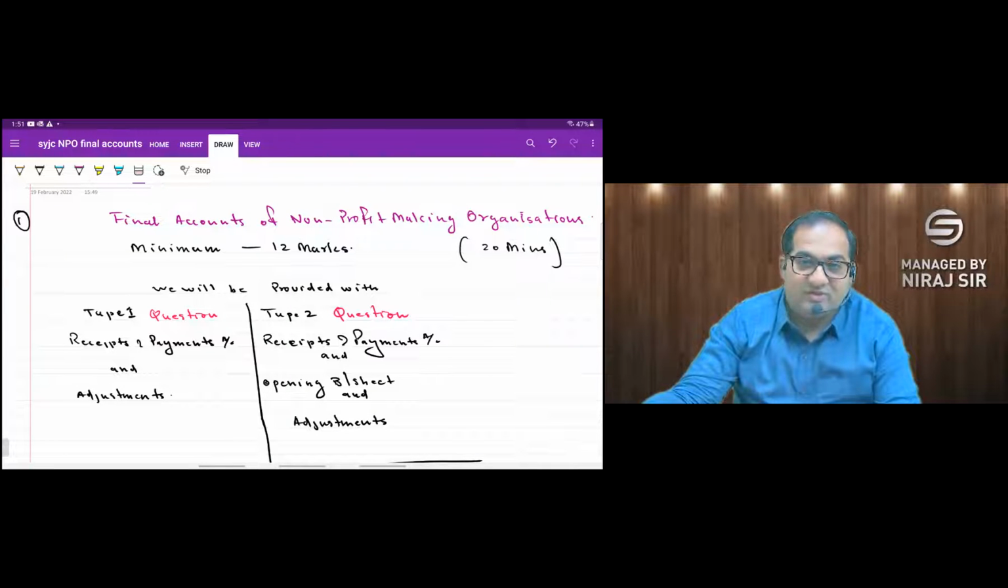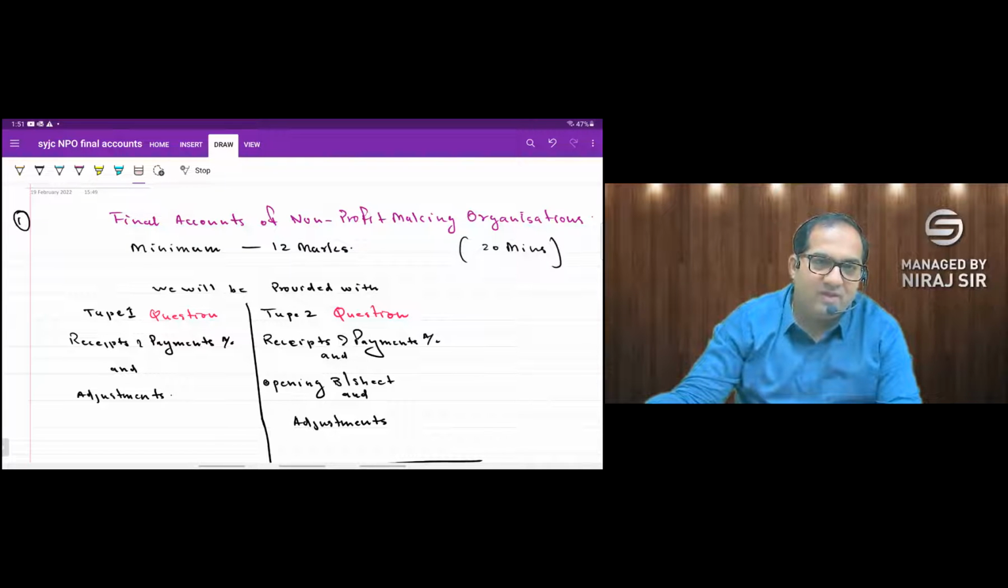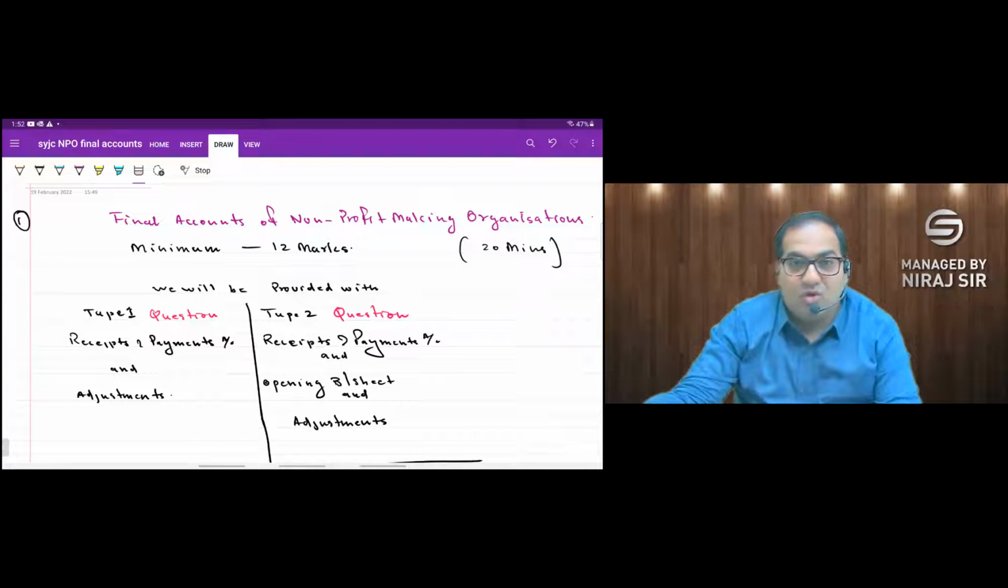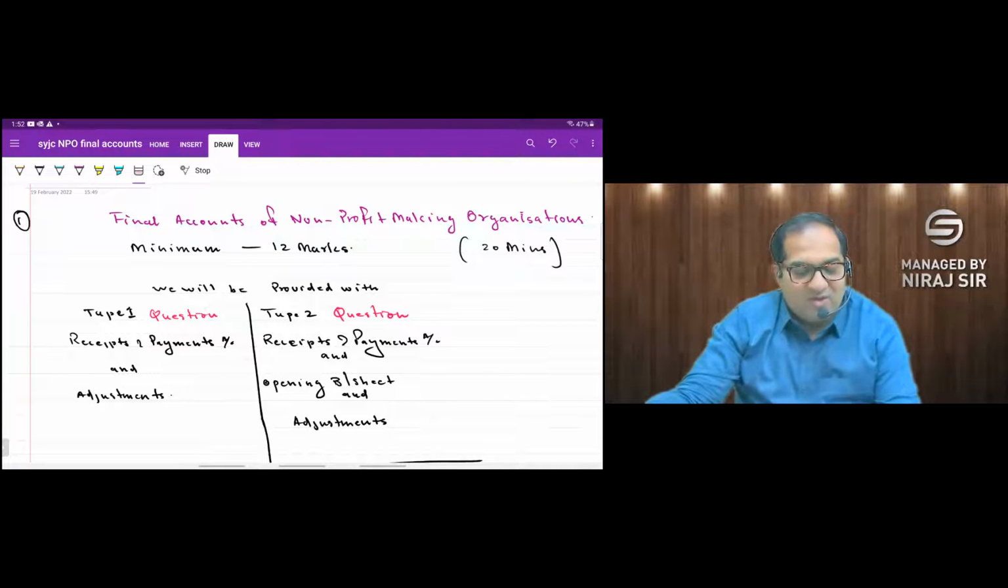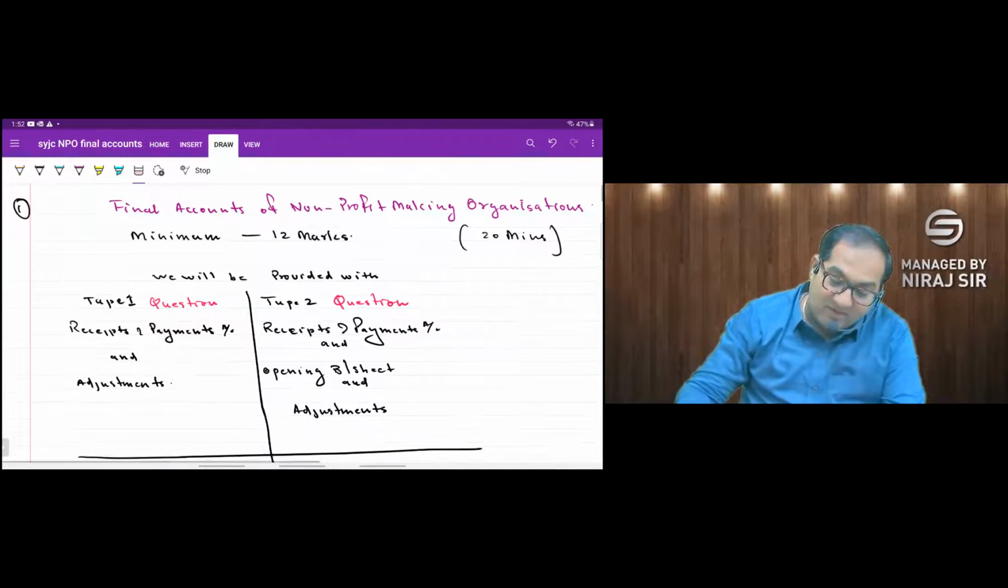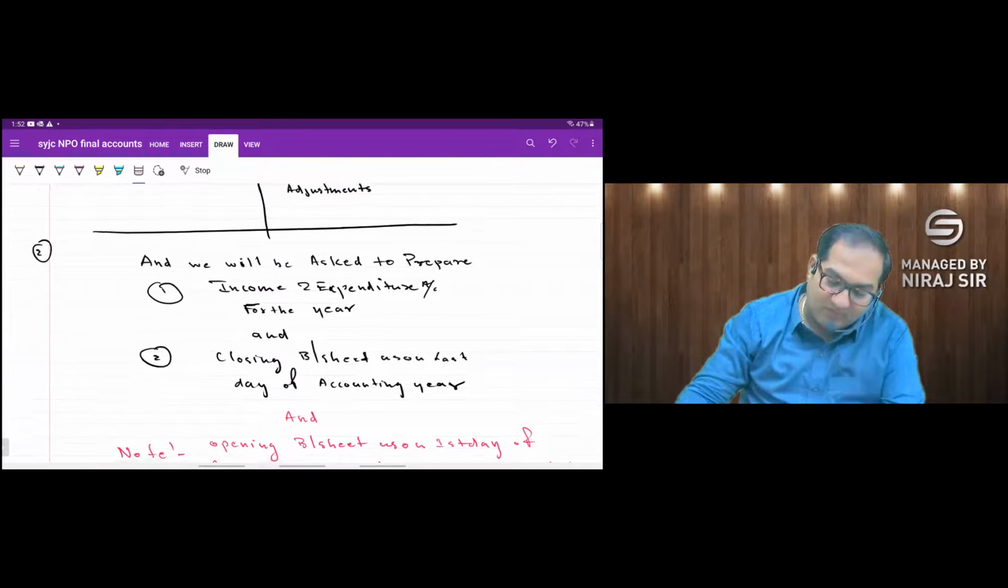This is a question which you can have in 2 types. Type 1, they will give you receipts and payments account and adjustments. That's it. Type 2, they will give you receipts and payments account, opening balance sheet and adjustments. Okay. So, sir, they will give us receipts and payments account and adjustments, that is Type 1. They will give us receipts and payments account, opening balance sheet and adjustments, that is Type 2. But sir, ultimately what do we have to prepare from this? Tell me.